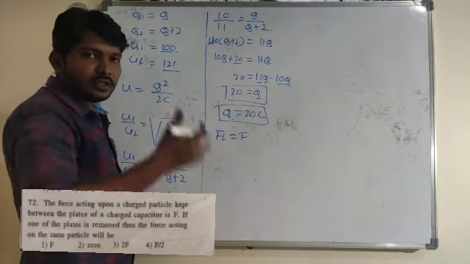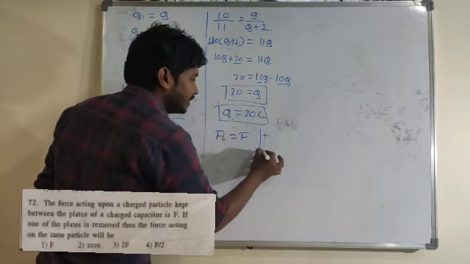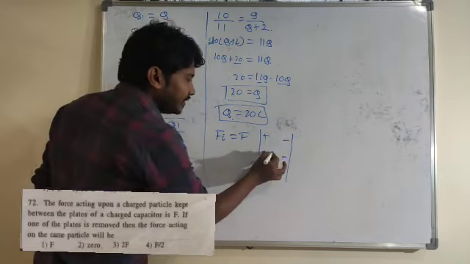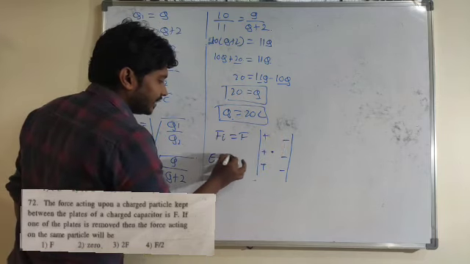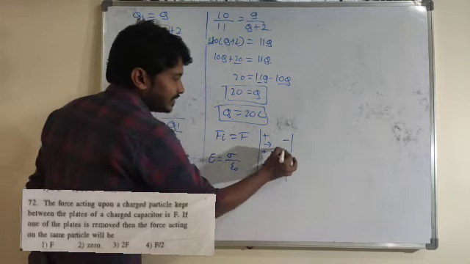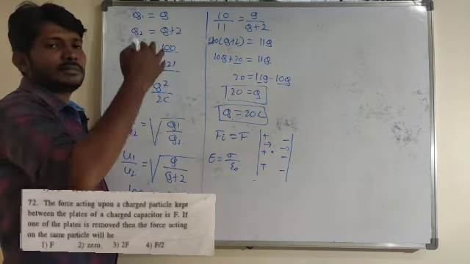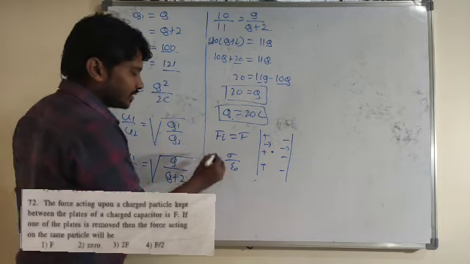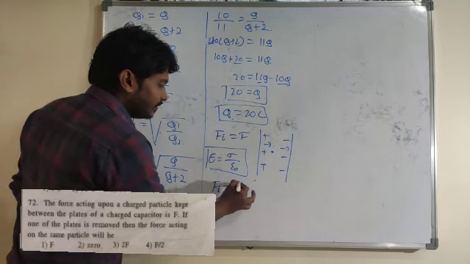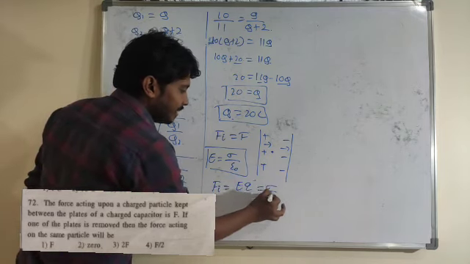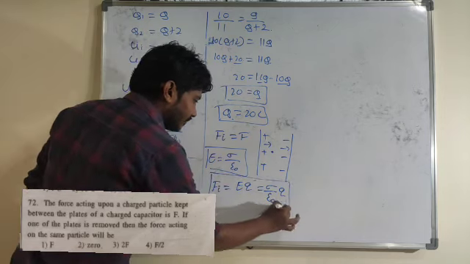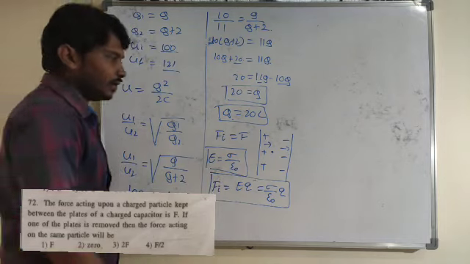If one of the plates is removed, so for example, there is a positive and a negative plate, and between these two plates the electric field exists. That electric field is sigma by epsilon naught, because the positive plate's electric field is outward and the negative plate's is inward: sigma by 2 epsilon naught plus sigma by 2 epsilon naught, so the electric field is sigma by epsilon naught. The force F is equal to E into Q, sigma by epsilon naught into Q. So the initial force value is sigma divided by epsilon naught into Q.